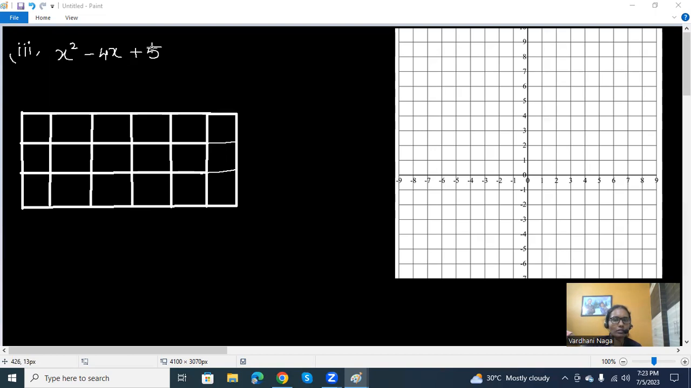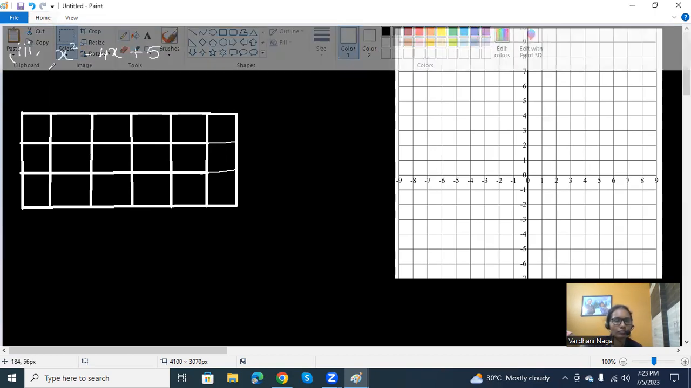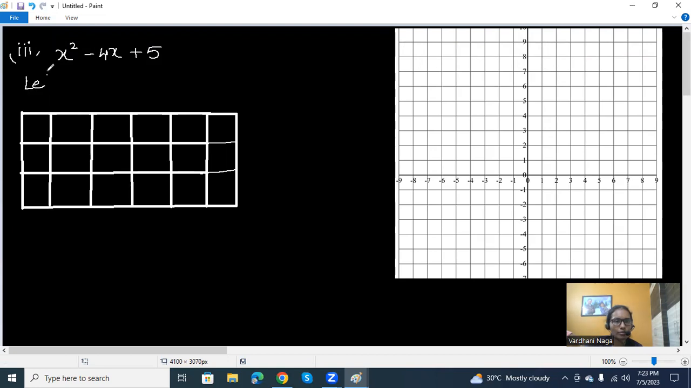So first one, we need to take, let y is equal to x square minus 4x plus 5. As I said, if we have 5 ordered pairs, the graph curve looks good. So we will take x values here, y values, and the ordered pair we will mention in this row. For that, first we need to do the rough work.